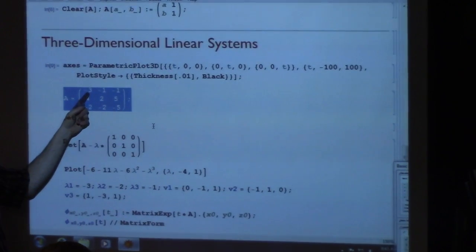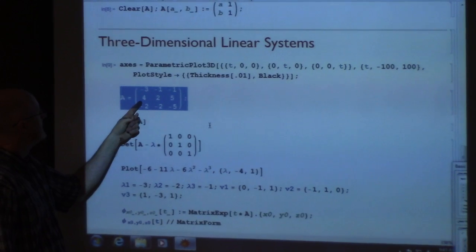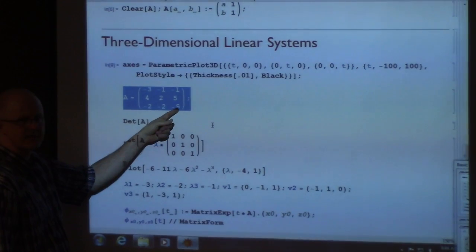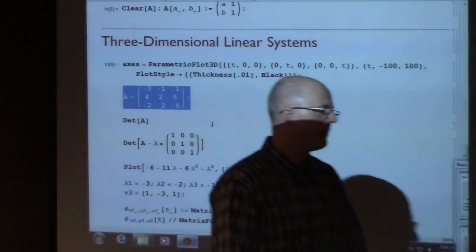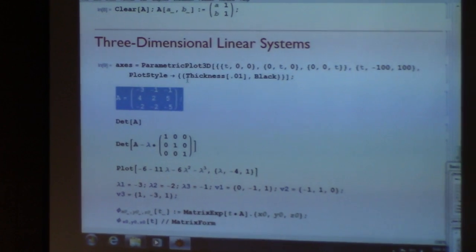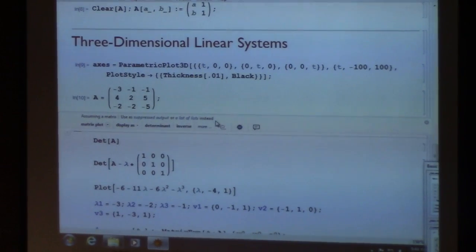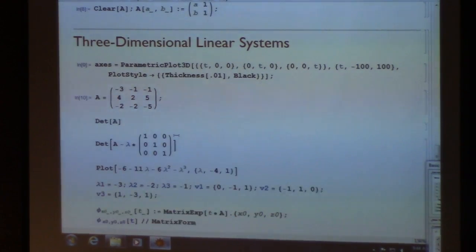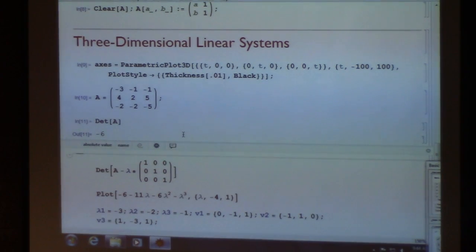The right-hand sides would be negative 3x minus y minus z, 4x plus 2y plus 5z, negative 2x minus 2y minus 5z. The thing I'd have to give you help with is the calculations of, for example, the determinants, because I haven't told you how to calculate a 3x3 determinant, and I'm not going to. Those of you in linear algebra know how. Even if you haven't had linear algebra, you might know how. The determinant here is non-zero. That means this matrix is non-singular, invertible, which means the origin in three-dimensional space is the only equilibrium point.